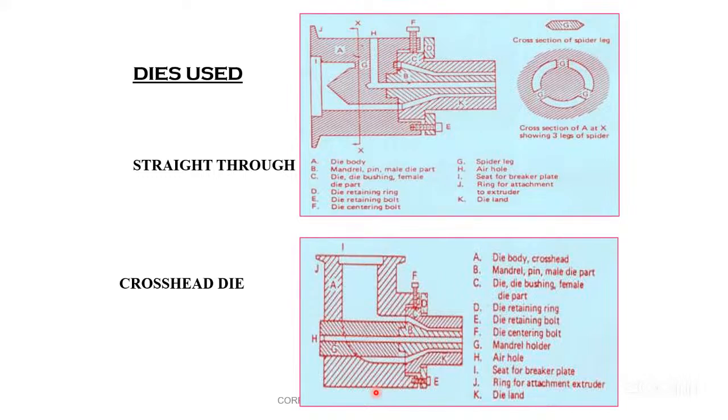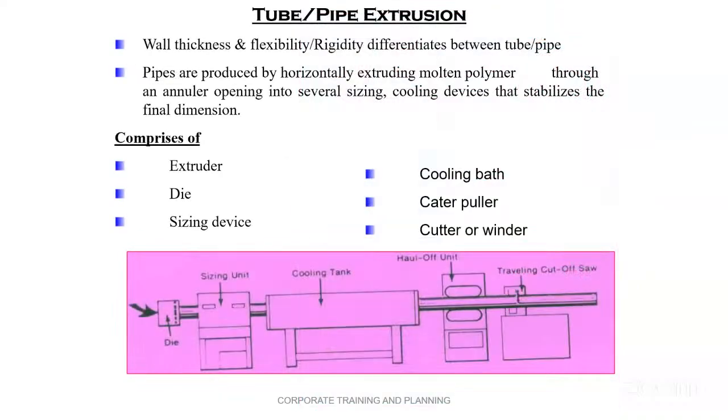Now, friend, if you see here, a die is here. Here is the extruder. The arrow indicates the extruder here. Here is the breaker plate and screen packs are here. See, the die and the sizing sleeve, sizing unit. Now, the sizing unit will give the accurate shape to the pipe.